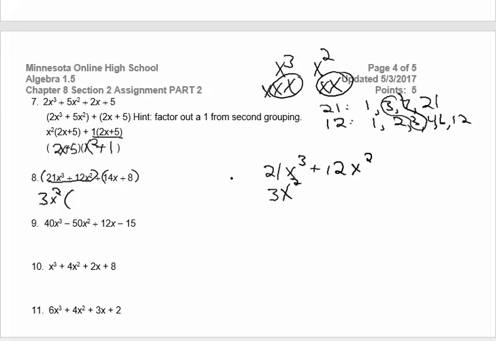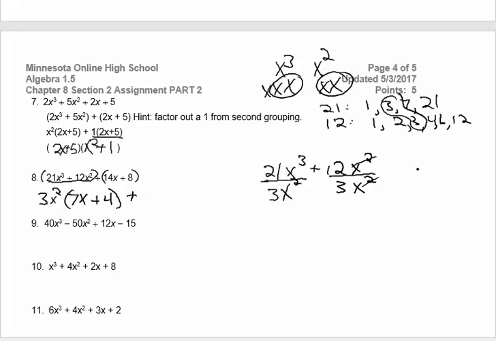So factoring out is the same as dividing. If I took 21x cubed divided by 3x squared, 21 divided by 3 is 7. X cubed divided by x squared, you subtract the exponents, and I just get 1x left. Now I have to take 12x squared and divide it by 3x squared. That's the greatest common factor. 12 divided by 3 is 4. The x squared over x squared cancels, and you're just left with 1 there. So 7x plus 4 is all I have to write for the first set of parentheses.